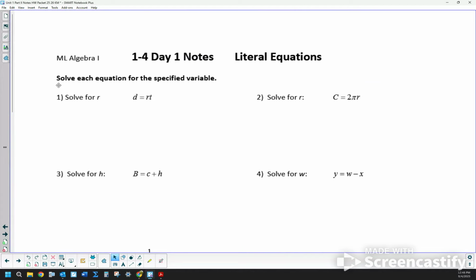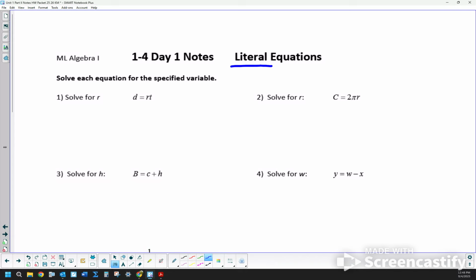So the first thing we're going to do is look at it, and it'll tell you exactly which variable to solve for. All of these equations don't really have too many numbers in them. They're all just variables, which is why it's called literal equations, because they're all variables that you're working with. So the first one is telling you to solve for r.